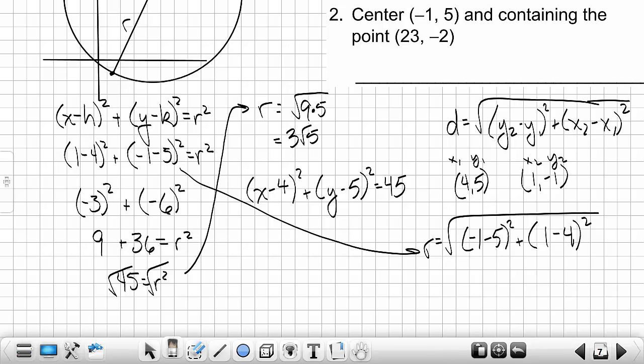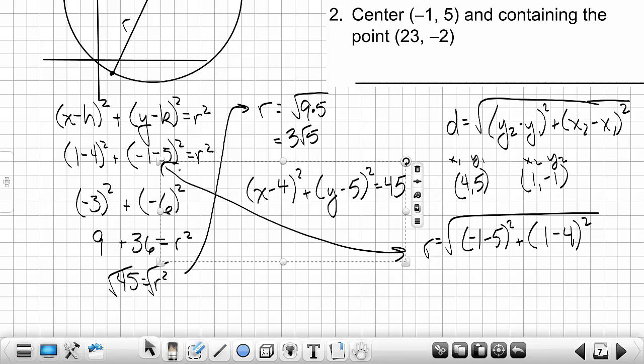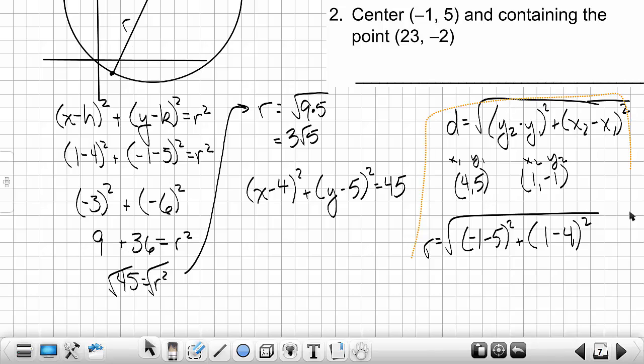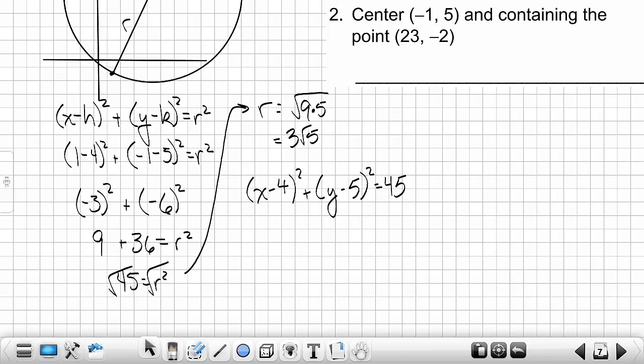I want you to look at these two things. The equation of a circle and the distance formula are identical. They're the same thing as the Pythagorean theorem as well. So, once you know one, you got them all. So, let's go ahead. I want you guys to do numbers 2, 3, and 4 in your workbook.